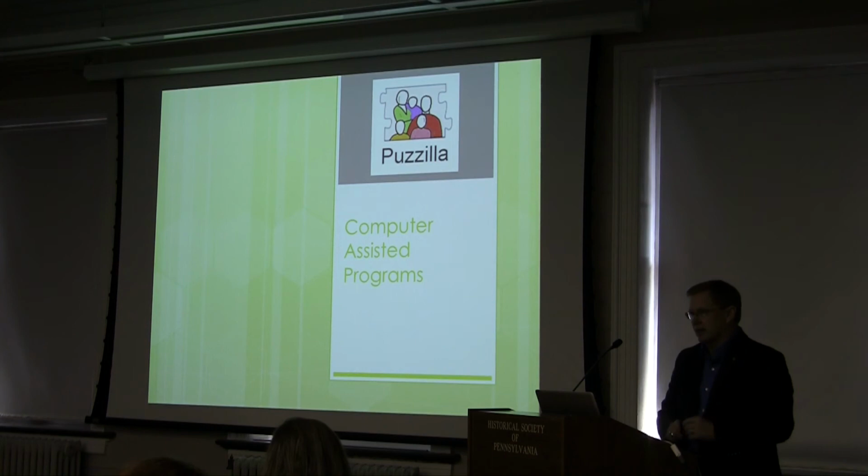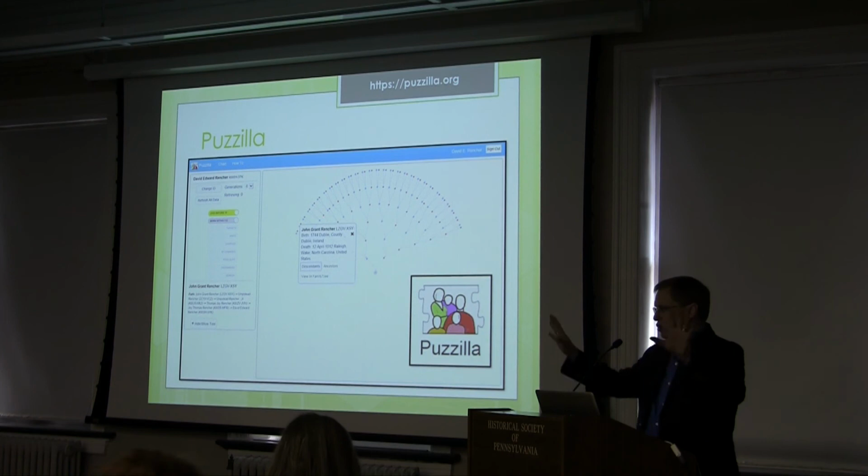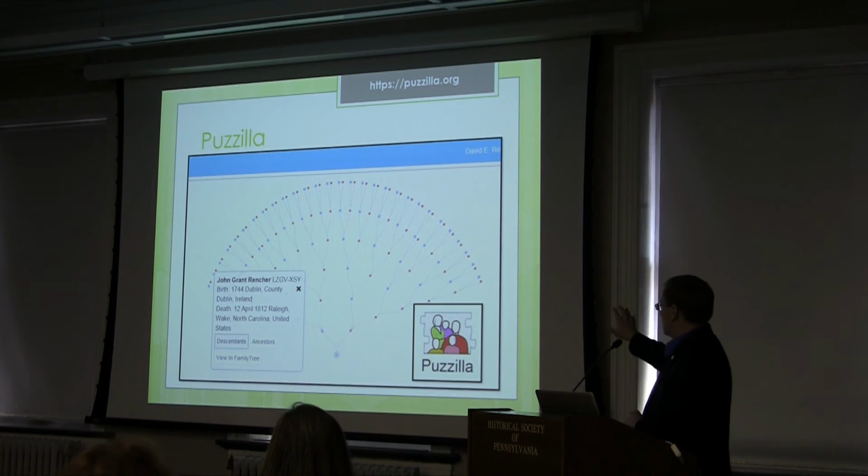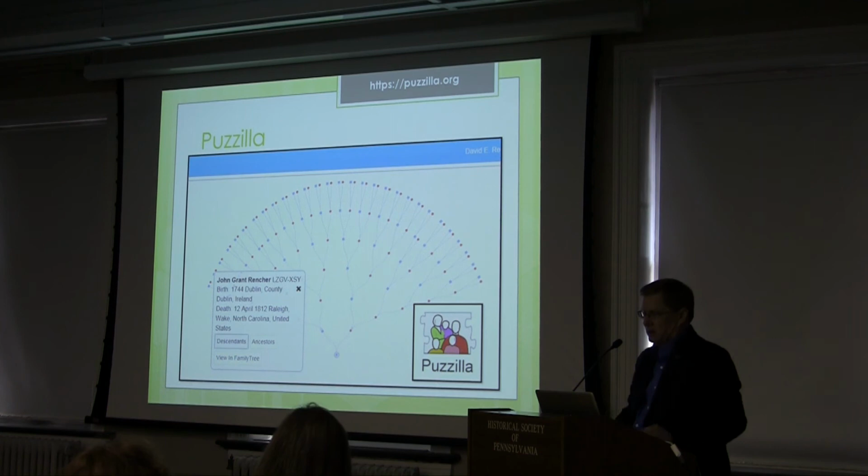I talked in the last session about Pozilla. So computer-assisted programs can actually help you identify where the holes are in those programs. So when you go on and you look at your line, you can actually begin to see and trace the descendants. Every one of these are pairs of descendants on John Rencher. So you can see that we have done a pretty good job within the first few generations of identifying all of his generations. But then when you go further down, what do you start to see?